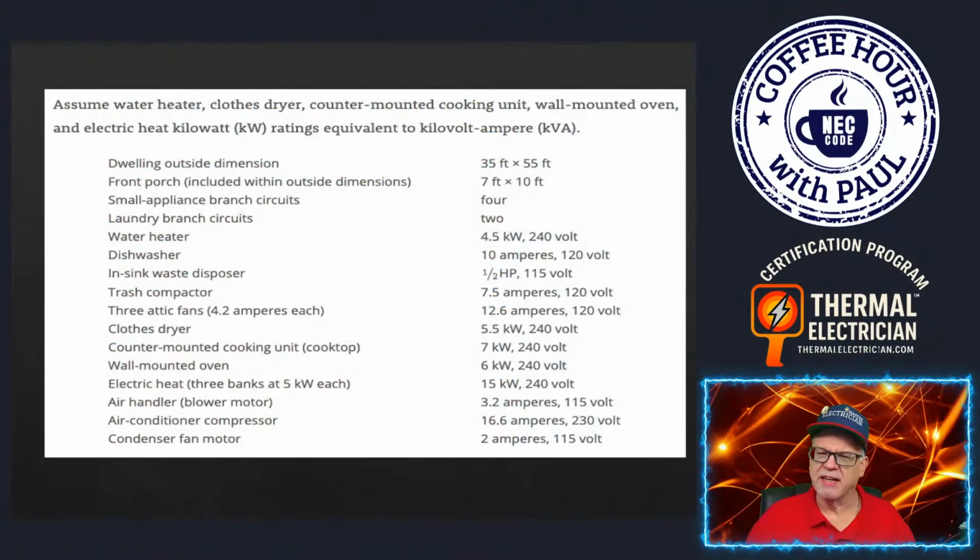All right, a trash compactor. Do they even make those anymore? Anyway, 7.5 amps at 120 volts. That is an appliance, so we've got to do some conversion there to get the VA.